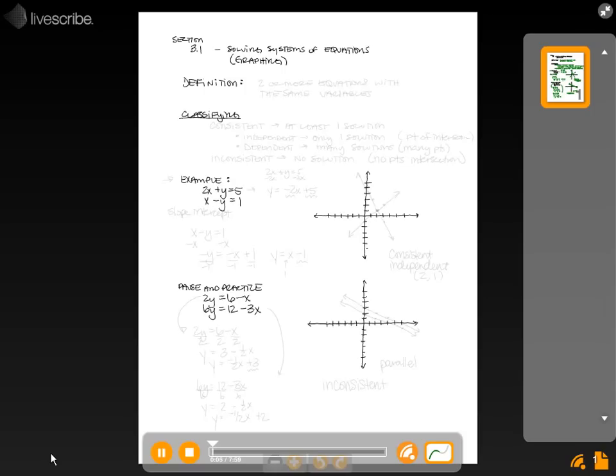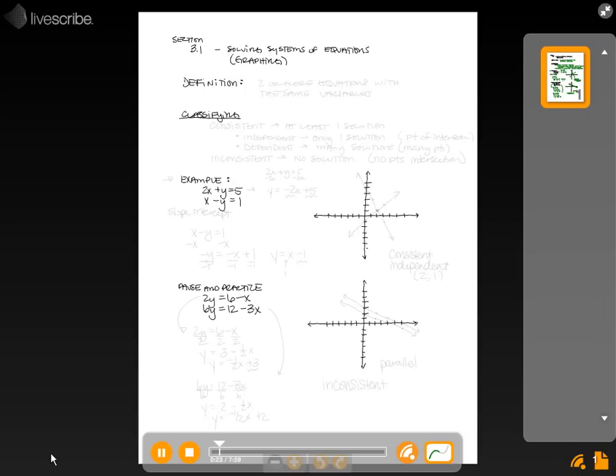Okay, these are our notes for section 3.1 on solving systems of equations, and there's three different ways to solve a system of equations. You can graph it, use substitution, or elimination. Now these notes are just on graphing. Your other videos will be on the other two methods, but these notes we're just going to focus on graphing.